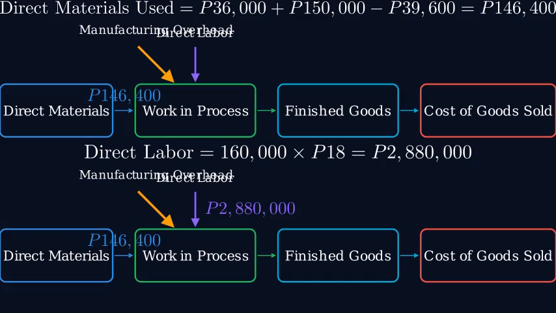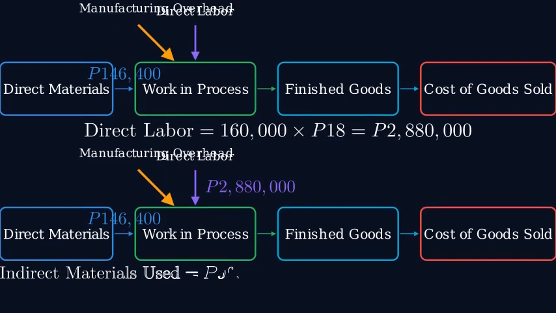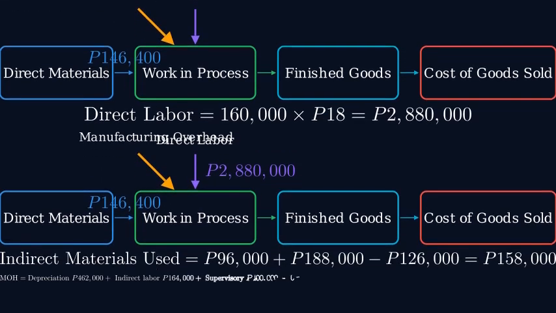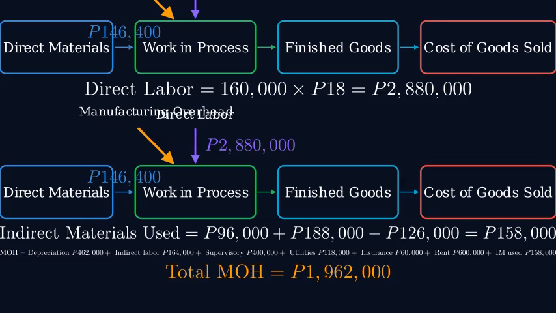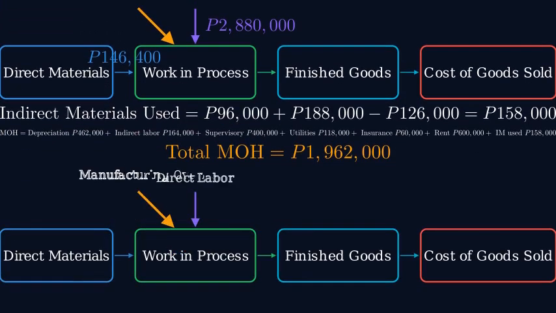For manufacturing overhead, we include items like depreciation, indirect labor, supervisory salaries, utilities, insurance, and rent. We also include indirect materials used. Indirect materials used equals beginning plus purchases minus ending, which is 158,000 pesos. Summing all overhead items gives 1,962,000 pesos. We feed that into work in process as manufacturing overhead.